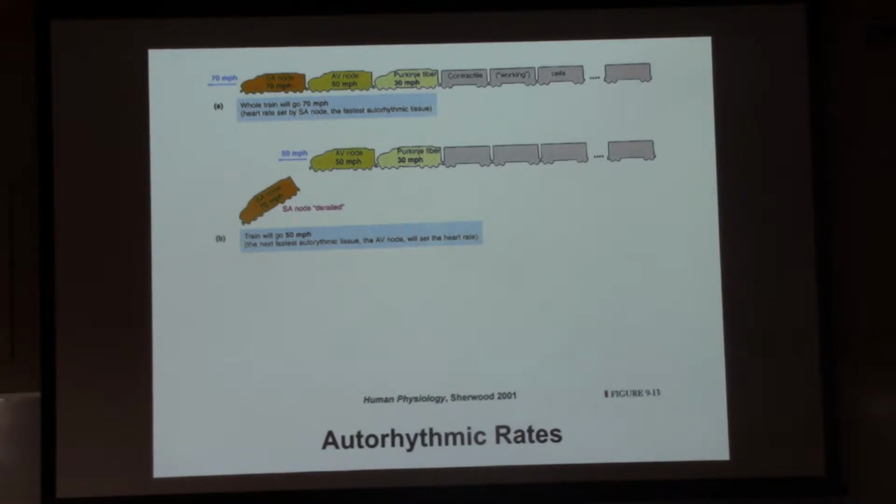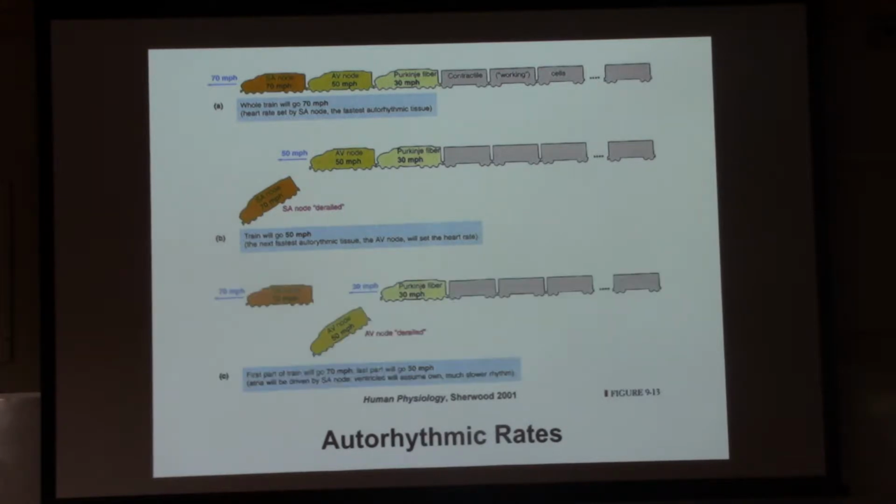So if something happens to your SA node and it stops firing, then your AV node's going to take over. And thank goodness that's there, because now your heart's going to keep beating and you'll stay alive. It's not going as fast, but it can be fast enough to keep you alive. Let's say the SA node's fine, but the AV node jumps the track.